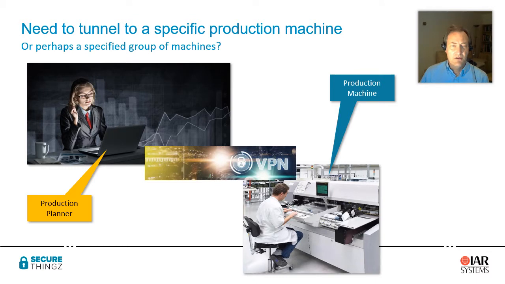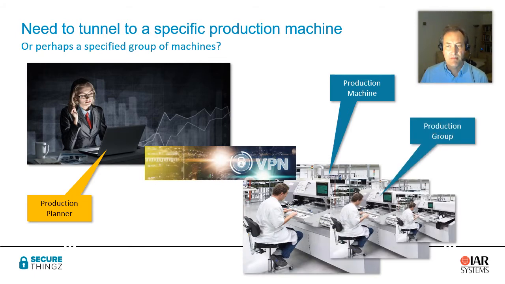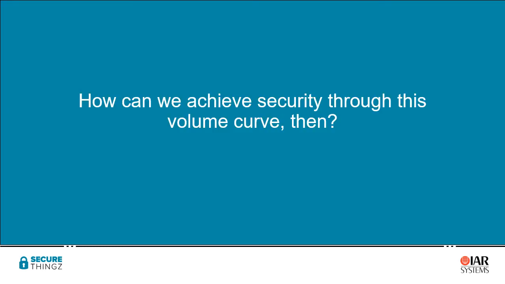In fact, we really need a tunnel not just to the production facility, but all the way through to an individual production machine. We need to be able to pipe that intellectual property from the production planner role all the way through onto a production machine, so reducing the attack surface along that transfer process. Maybe we might need to think about a group of machines where there's very high volume, because it's unlikely that a single machine will be responsible for all production. So how can we achieve security all the way through this volume curve? Let's take a look at this in a little bit more detail now.